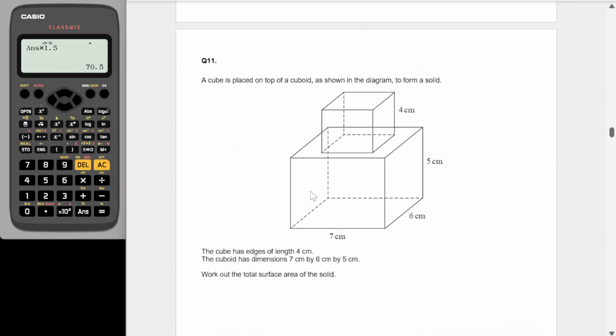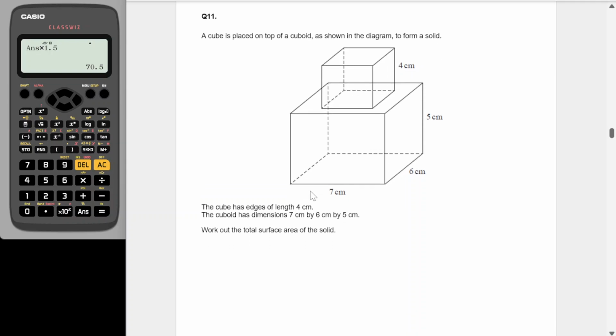Question 11. A cube is placed on top of a cuboid as shown in the diagram. The cube has an edge of 4 centimeters. The cuboid has dimensions 7 by 6 by 5. Work out the total surface area of the cuboid.